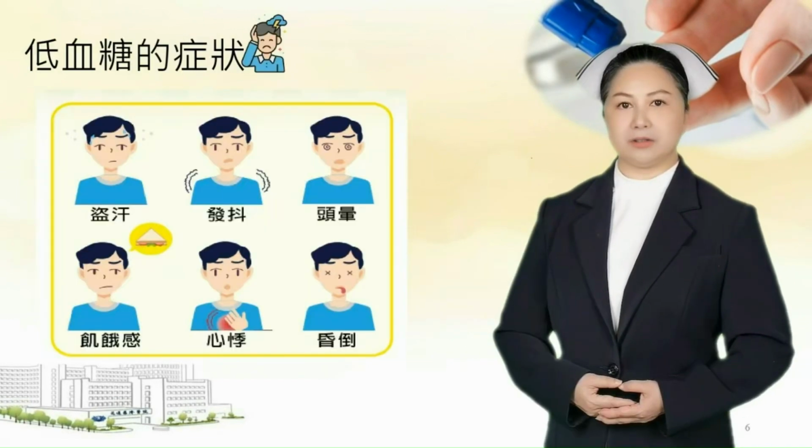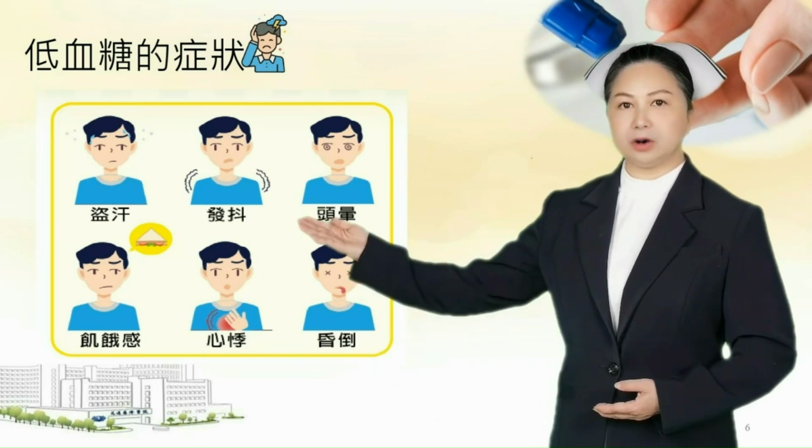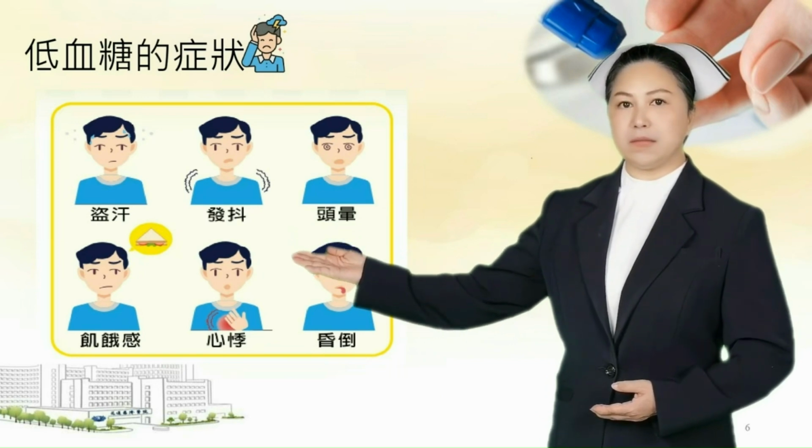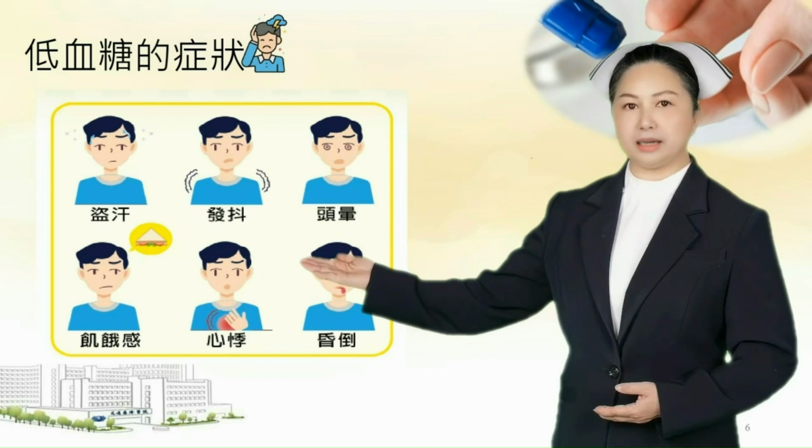What are the symptoms of low blood sugar? You will feel night sweats, shivering, and dizziness. Hunger and palpitations are severe. How to deal with low blood sugar? If you faint first? Those who are awake.